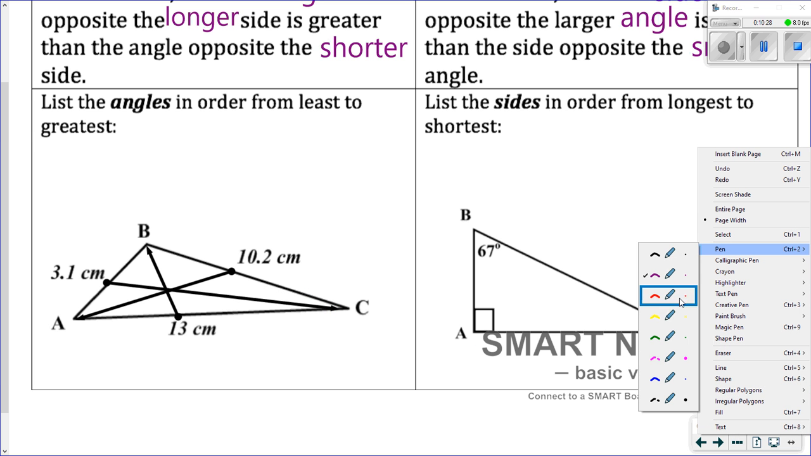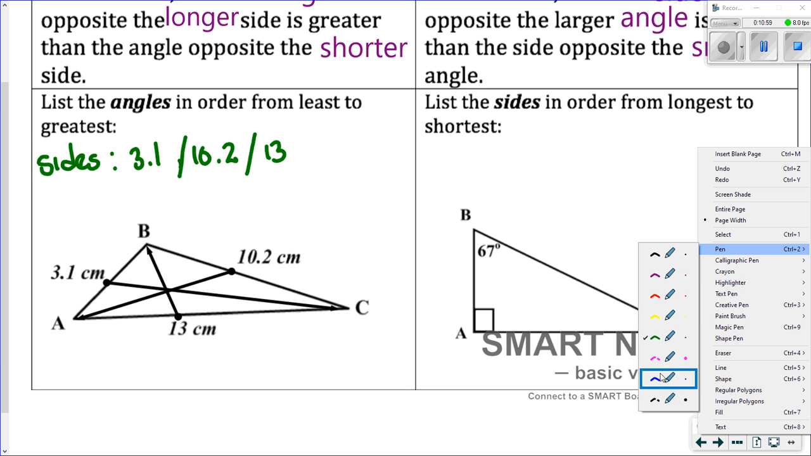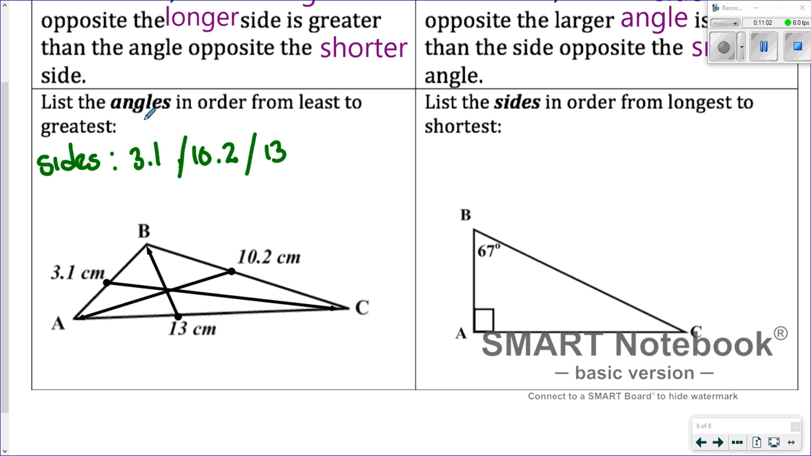So let me use green. If I were to do the sides, I'm going to put the sides from least to greatest. So the smaller side is 3.1, then it's 10.2, and then it's 13. Actually, I'm going to make this way. But since they want us to find the angles, to write the angles in order from least to greatest, I'm going to put this in blue from least to greatest.